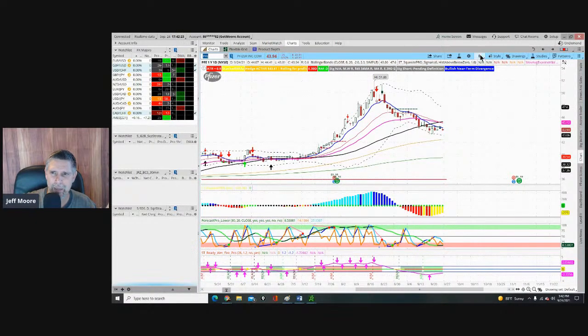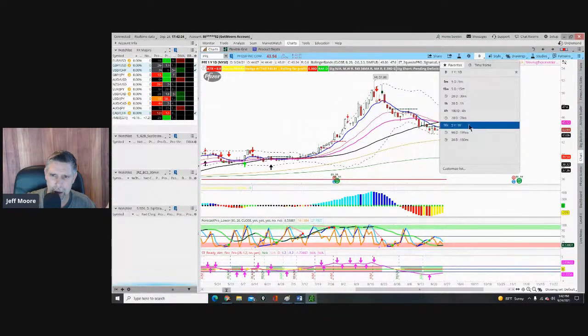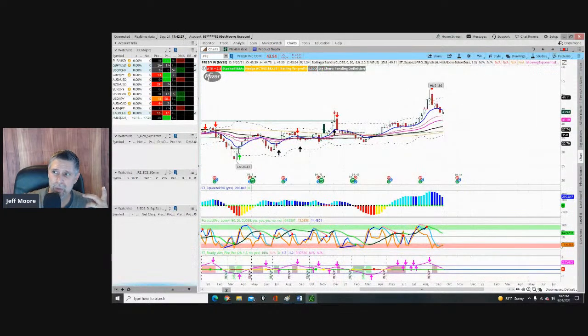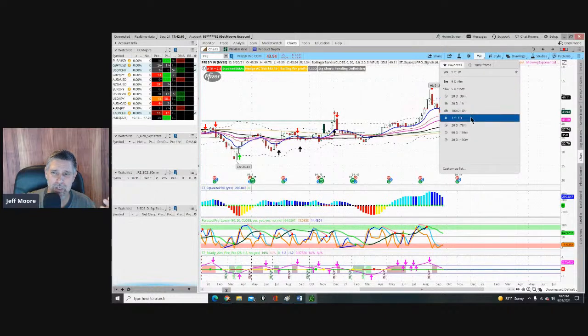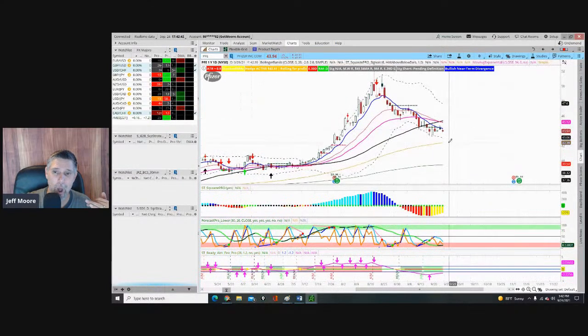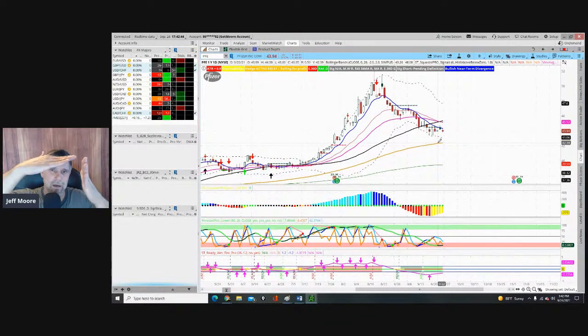Okay, let me look at the weekly really quick. Okay, I like this. A couple things I'm going to point out to you. Look at this beautiful flag, right? I love it. Whenever you get these weekly flags on the daily, that's usually a pullback into a longer term upslope and moving average, right? In this case, it's the 100.